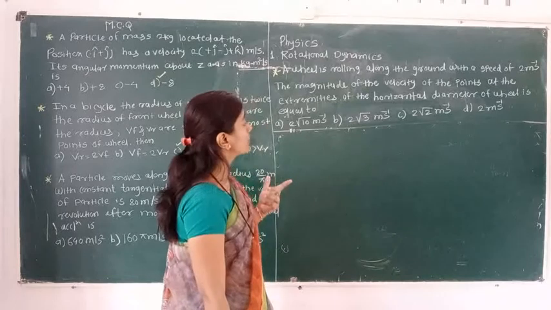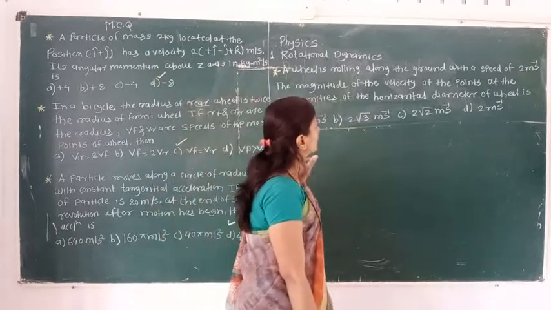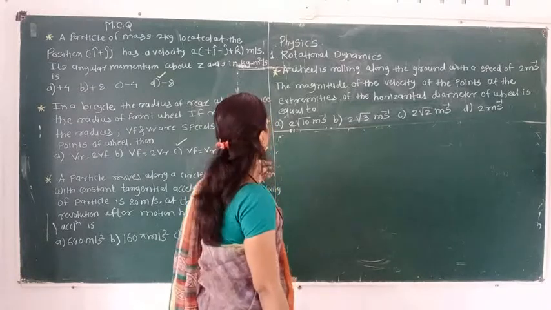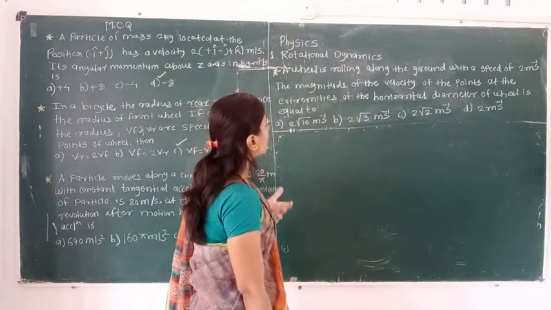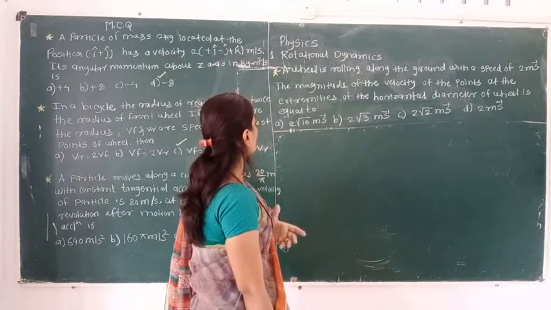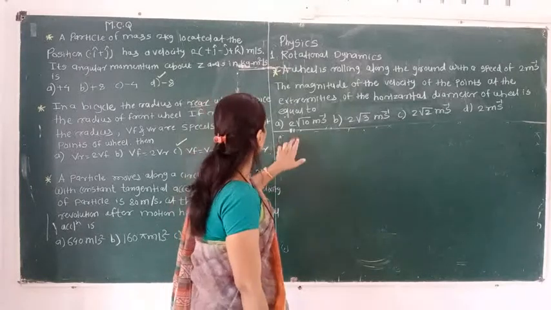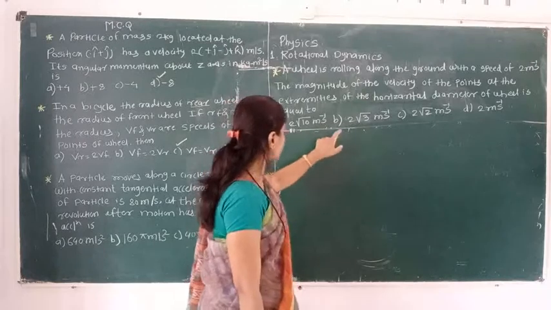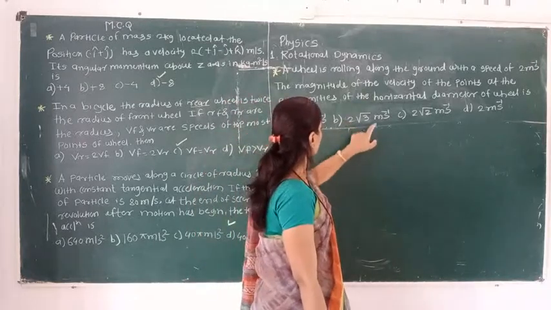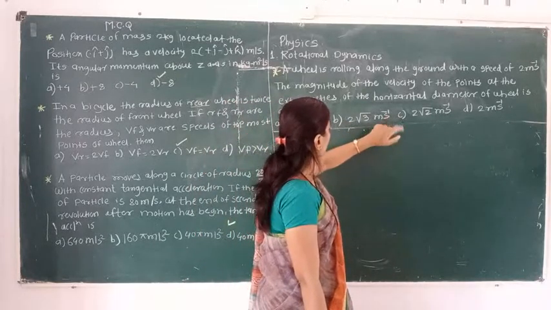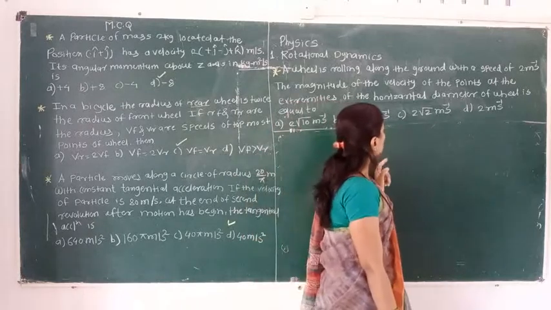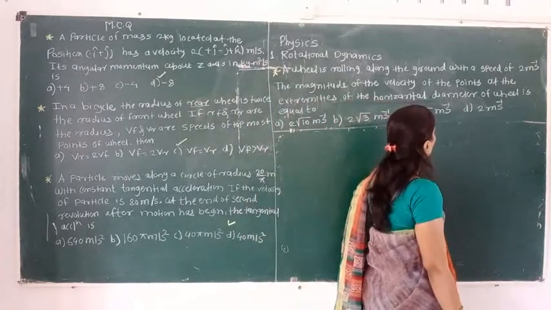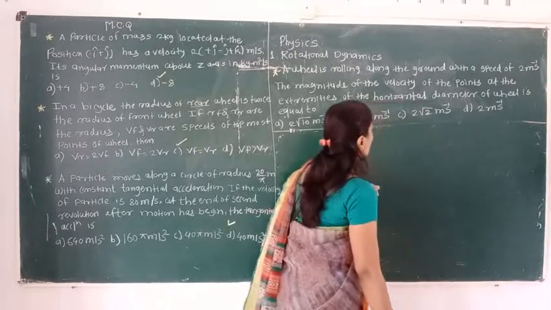Along the ground with a speed of 2 meter per second, the magnitude of velocity of a point at the extremities of the horizontal diameter of a wheel is equal to: first option, 2 into root 10 meter second raised to minus 1; second, 2 into root 3 meter second raised to minus 1; third, 2 into root 2 meter second raised to minus 1; and last, 2 meter second raised to minus 1.